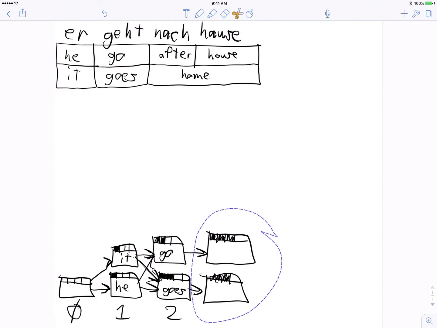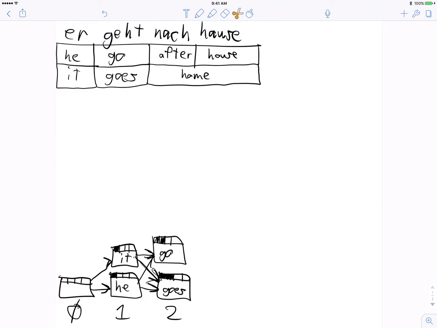Now, we can move on. So far we've got four possible translations. We've got it go, we've got it goes, we've got he go, and we've got he goes. Let's extend it. So let's extend go with after.